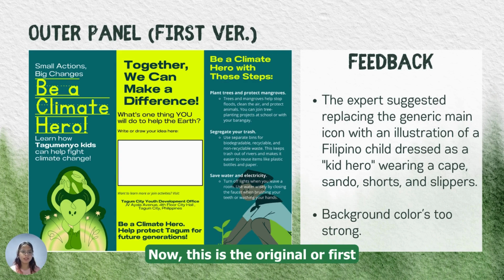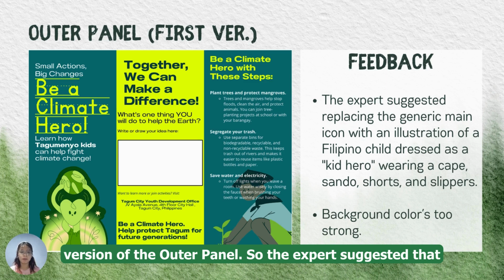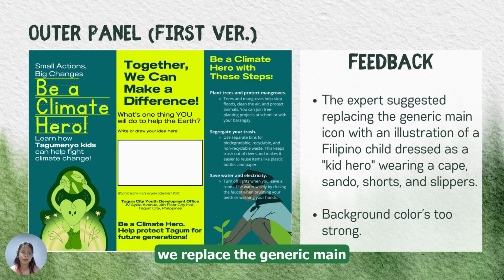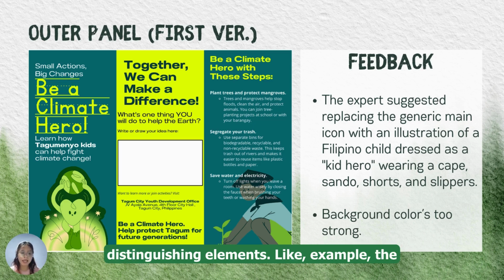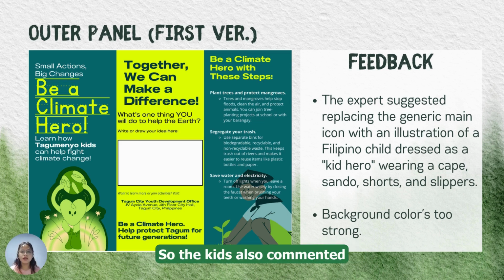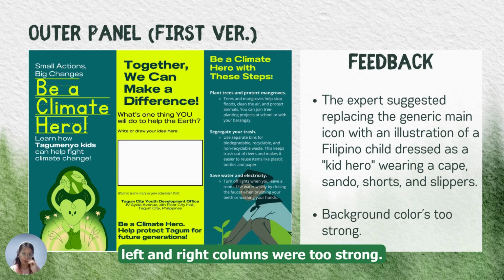Now, this is the original or the first version of the outer panel. The expert suggested that we replace the generic main icon here, as you can see, with a Filipino version, like a Filipino kid hero wearing distinguishing elements, for example, the sleeper, short, sando, or the salakot. The kids also commented that the green background on the left and right columns was too strong.